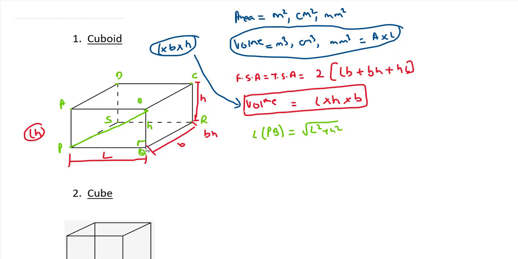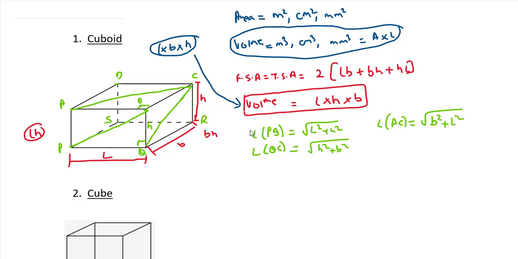Similarly, if you want to find the length of the face diagonal QC, it will again use the Pythagoras theorem, which will give us square root of H square plus B square. In a similar way, you can find the length of the face diagonal AC. Here we have the 90 degree, AC is the hypotenuse, so the length of face diagonal AC will be square root of B square plus L square. So these are the three face diagonals of a cuboid.